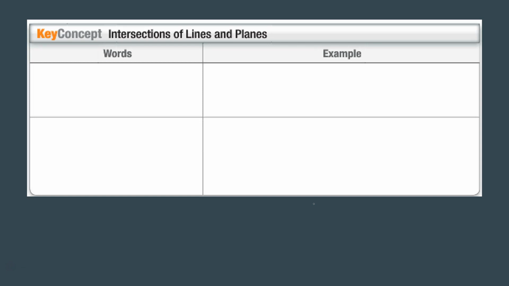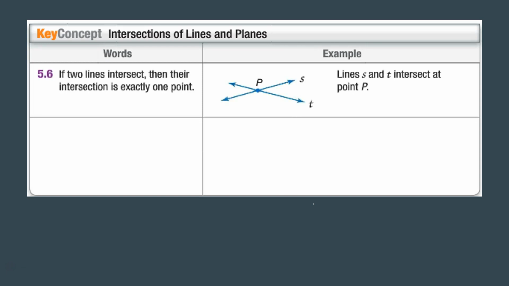Alright, let's go over a couple other ones. Intersections of lines and planes. So 5.6. If 2 lines intersect, then their intersection is exactly 1 point. They cross, they make the X. Well, it crosses only one time. And in this case, it's point P.